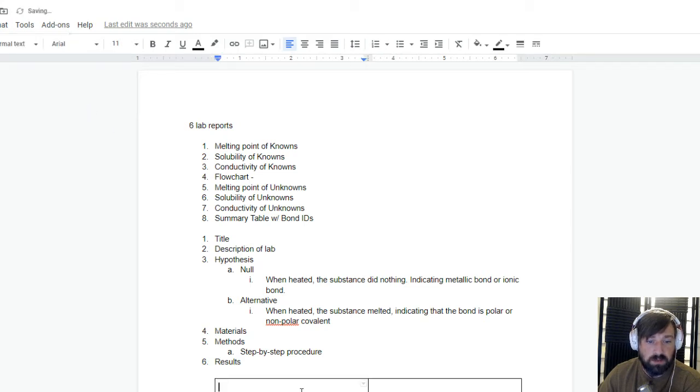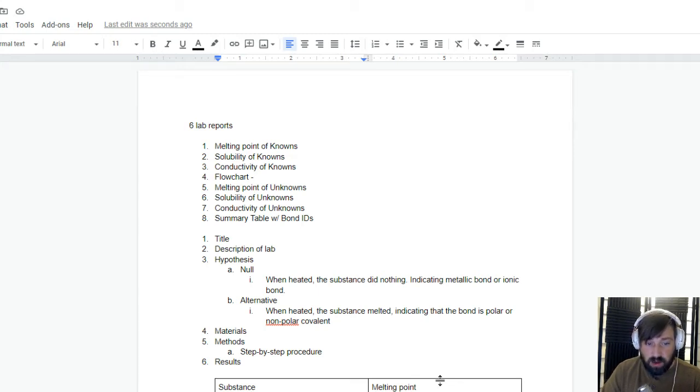There we go. All right, let's make a table. Here we have substance and melting point. So for substance, for your knowns, I know that there is sodium chloride, I know there is sucrose and wax and aluminum. Those were the known substances that I gave you.